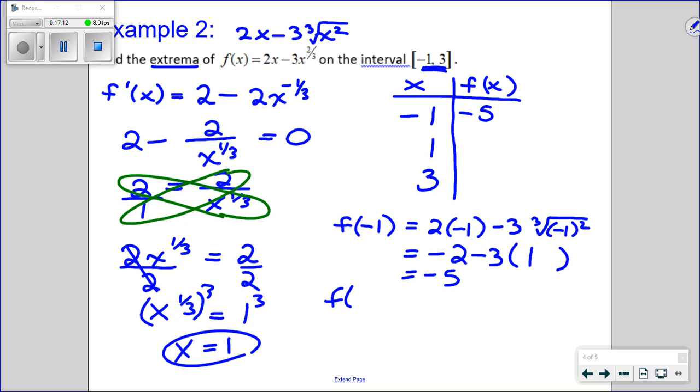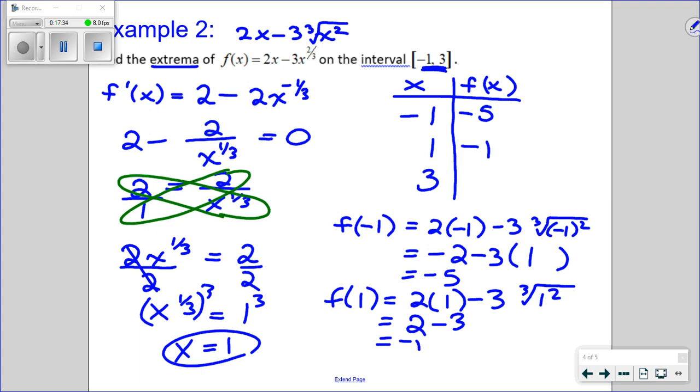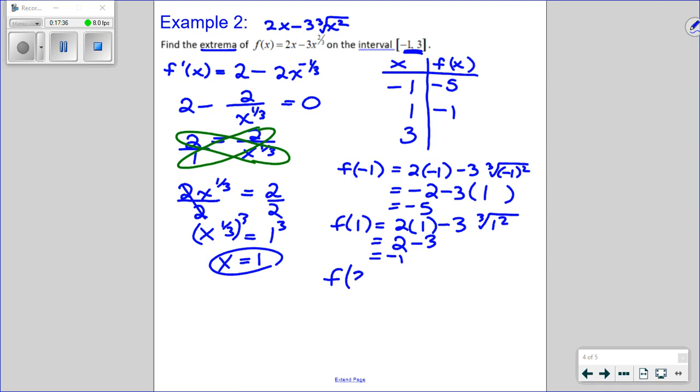Okay, plug in a 1, we'll have 2 times 1 minus 3 times the cubed root of 1 squared. So this will just equal 2. Again, 1 squared is 1, cubed root of 1 is 1. So this will just be 2 minus 3, which is -1. Okay, and then we're going to plug in a 3. So 2 times 3 minus 3 times the cubed root of 3 squared.